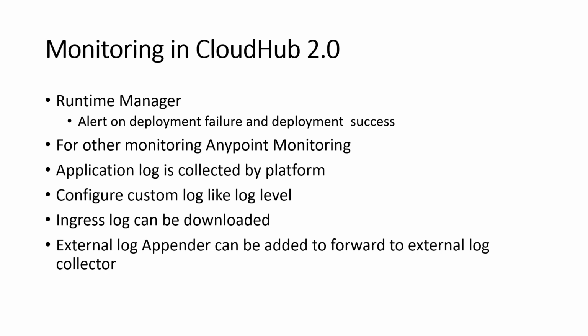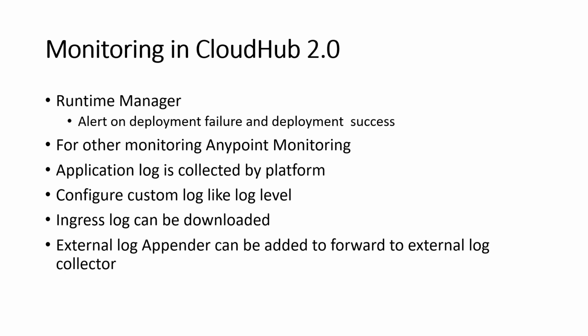Monitoring in CloudHub 2.0: how to monitor a Mule API and application in CloudHub 2.0. Runtime Manager provides alerts on deployment failure and deployment success only. For any other monitoring, we have to use Anypoint Monitoring. In CloudHub 2.0, the platform collects the application log automatically. We can also configure the custom log, like we can change the log level.